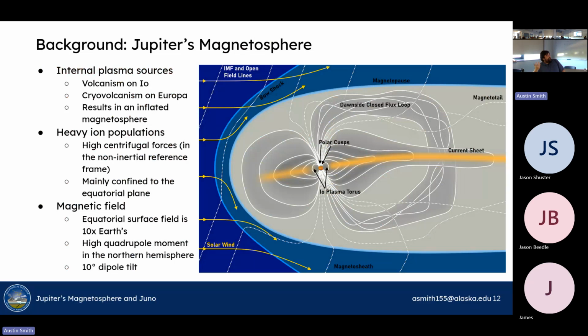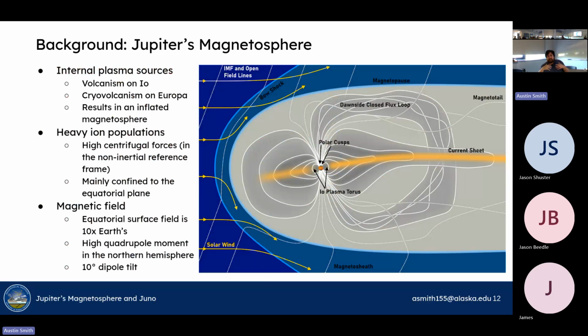There's also the complex magnetic field. The magnetic field at Jupiter is stronger than Earth's. At the surface and the equator, it's about 10 times that of Earth's. And there's also a high quadrupole moment in the northern hemisphere, which makes the auroral distribution there a bit more complicated, which we'll see some of the aurora later on. And similar to Earth, there's a 10-degree dipole tilt, so the dipole is offset from the rotation axis.